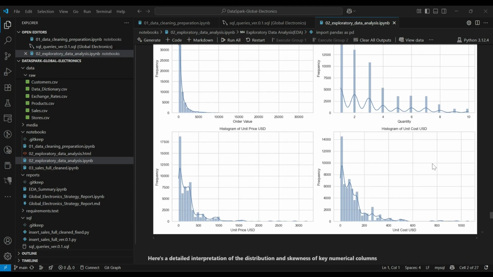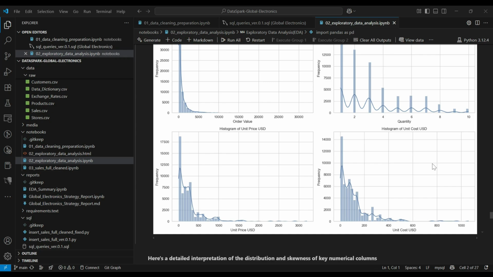Histogram of unit price. Distribution: right-skewed, skewness 3.56, strongly positive. Insight: the majority of products are priced below $200, with fewer premium-priced items. Actionable insight: use tiered pricing strategies: entry level, mid level, premium. Offer financing options for high-priced items to increase conversion.